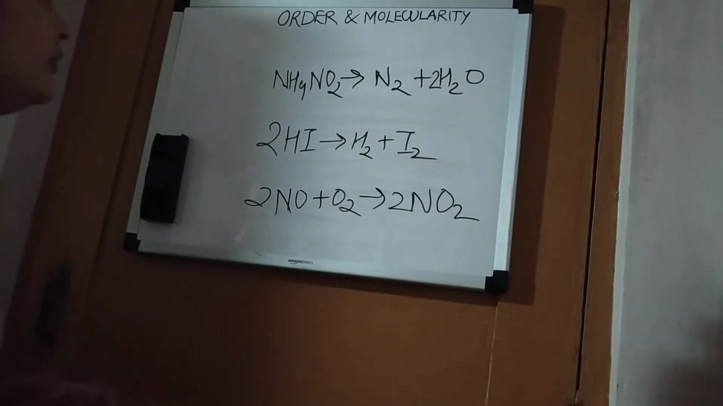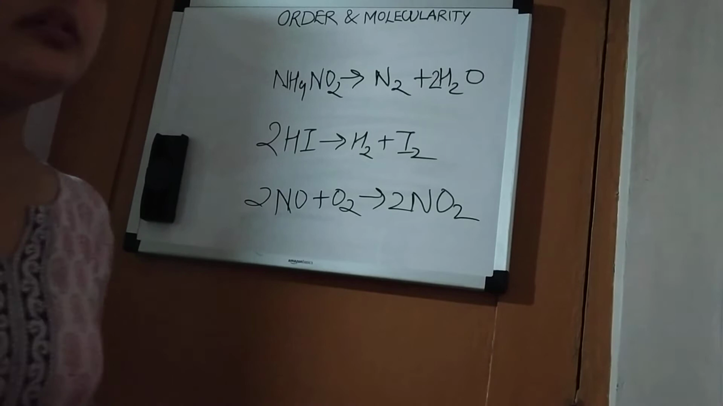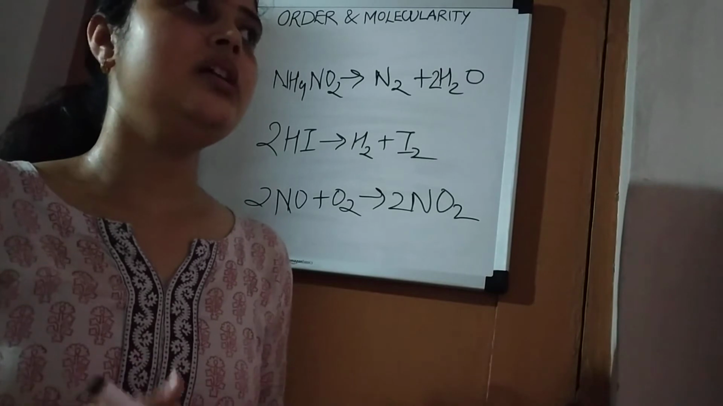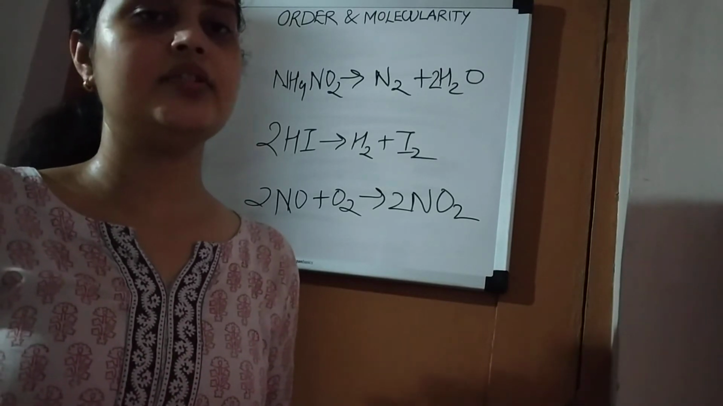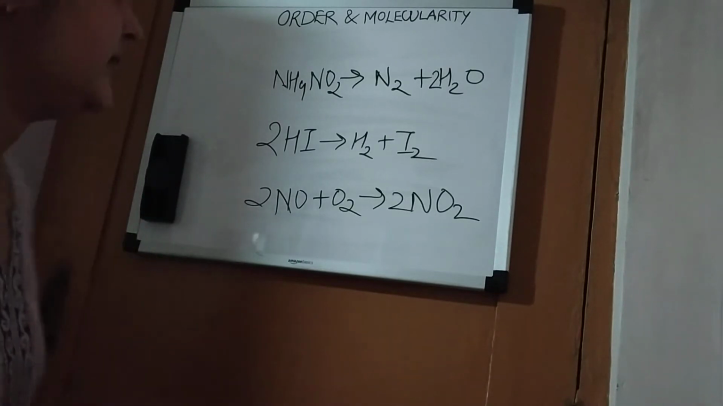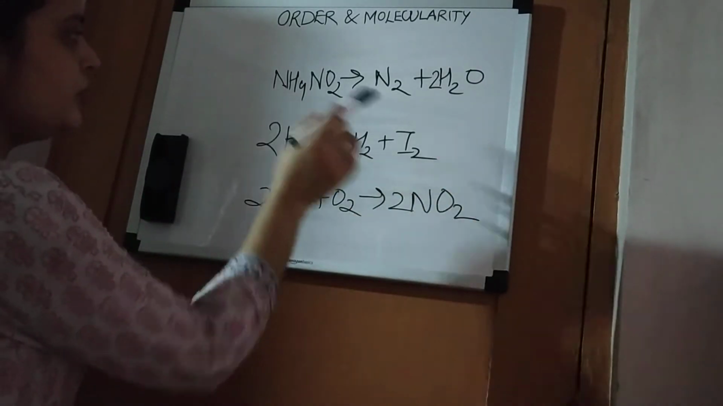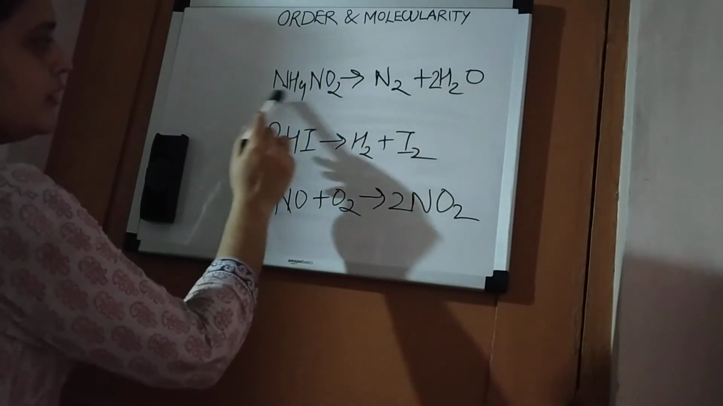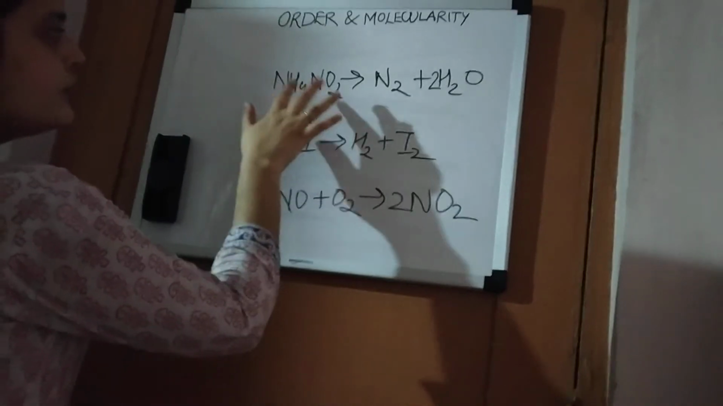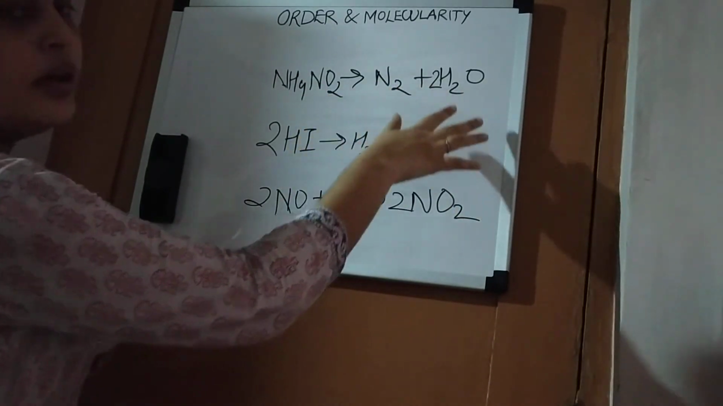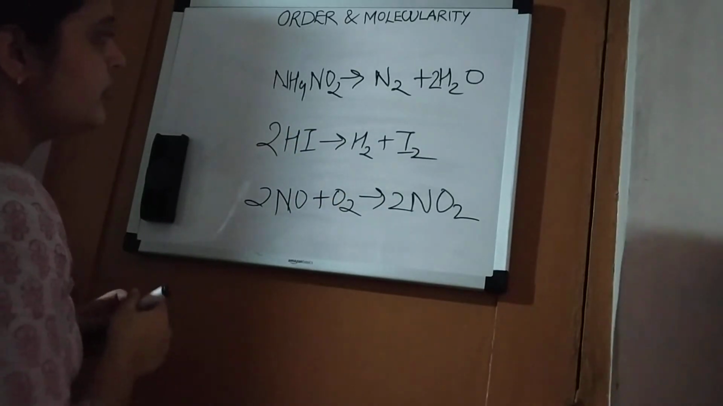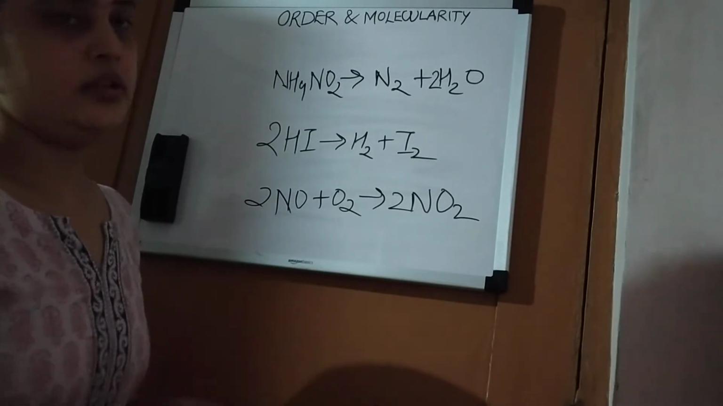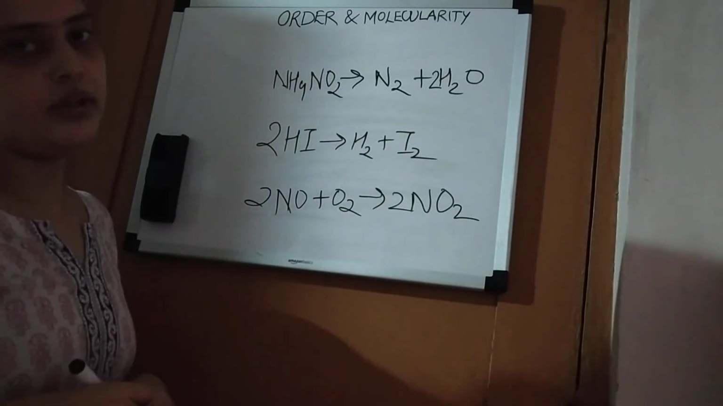So it can be of many types. Mostly it can be up to the ternary level, that is trimolecular type, because more than 3 atoms colliding in an elementary reaction is not possible basically. So first is unimolecular, when the molecularity is 1. This is the case of a unimolecular reaction, that is NH4NO2 dissociates into N2 and 2H2O. This is unimolecular because only one molecule is reacting, I mean one type of molecule is colliding.